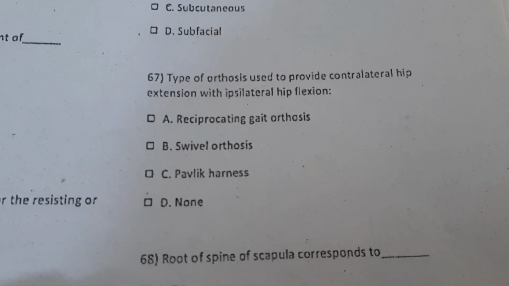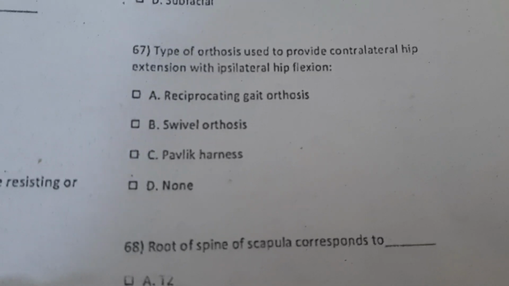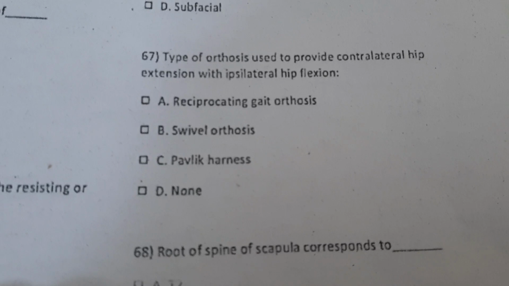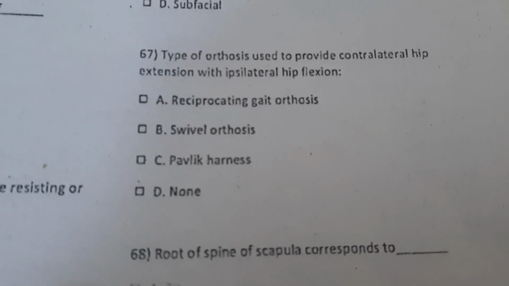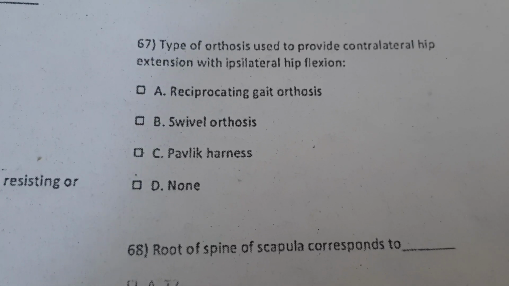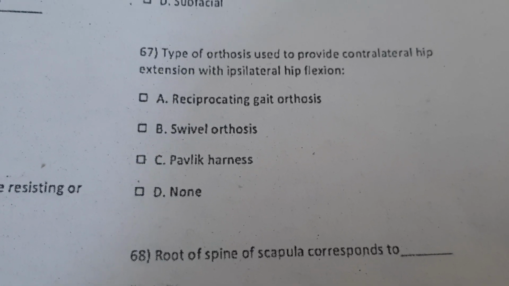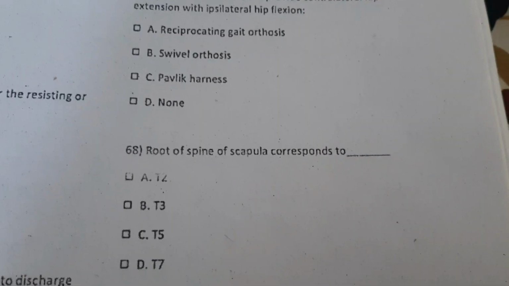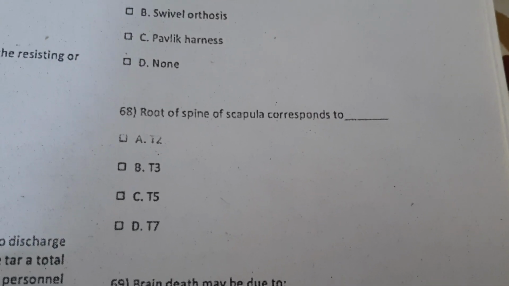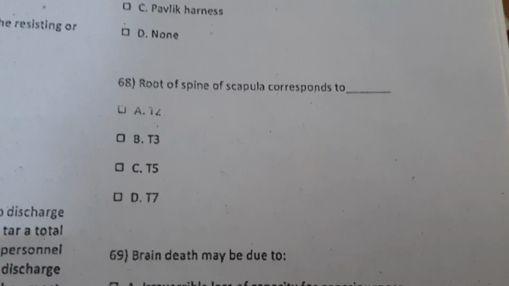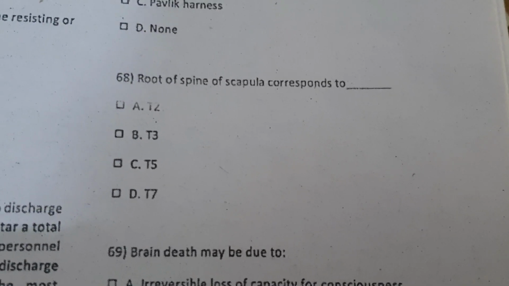Type of orthosis used to provide contralateral hip extension with ipsilateral hip flexion: A. reciprocating gait orthosis, B. swivel orthosis, C. pelvic harness, D. none. Option A, reciprocating gait orthosis, is the right answer. Root of spine of scapula corresponds to: A. T2, B. T3, C. T5, D. T7. Option B is correct, T3.